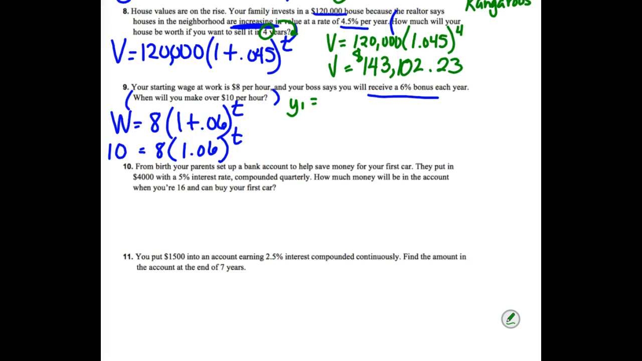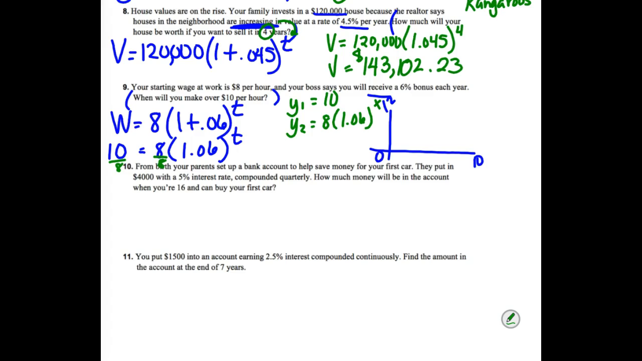We're going to set y sub 1 equal to 10, and we're going to set y sub 2 equal to the other side, 8 times 1.06 to the x power. Another option would be to divide out the 8 first, and if you want to do it that way, you certainly can. All right, so since I've set my equations like this, for my window, I'm going to go from 0 to probably about a 15 or a 12, just so we get past that 10 mark. And I'm going to leave this from 0 to 10.